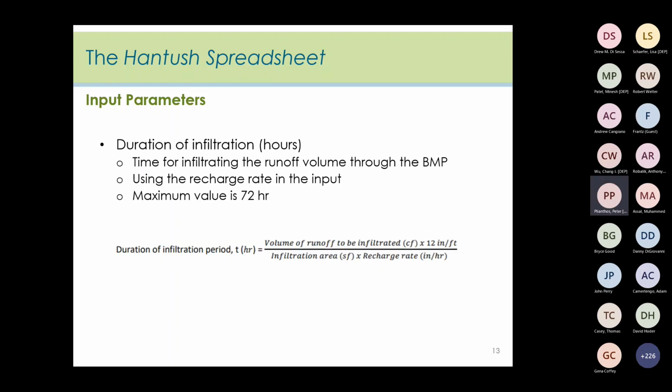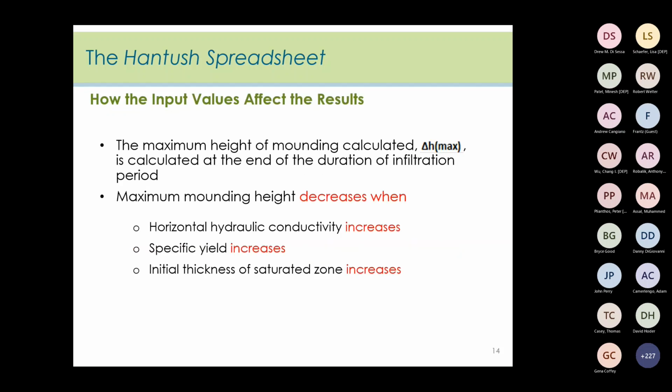The duration of the infiltration period, P, is equal to the time required for the BMP to drain the volume of stormwater runoff at the specified recharge rate, and is equal to the volume of runoff to be infiltrated divided by the product of the infiltration area and the recharge rate, where the volume of runoff to be infiltrated may be either the runoff volume produced by the water quality design storm or the volume of runoff to be discharged through exfiltration, if exfiltration of runoff during basin routing is used. The maximum duration of infiltration period that may be used in the hand-touch spreadsheet is 72 hours.